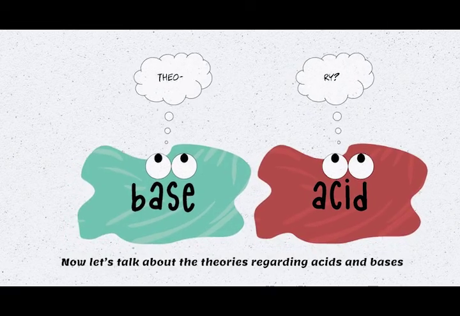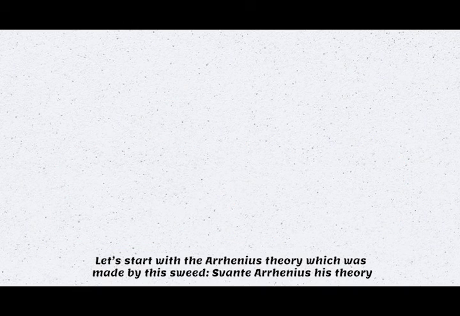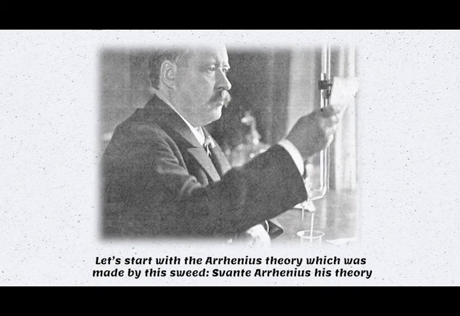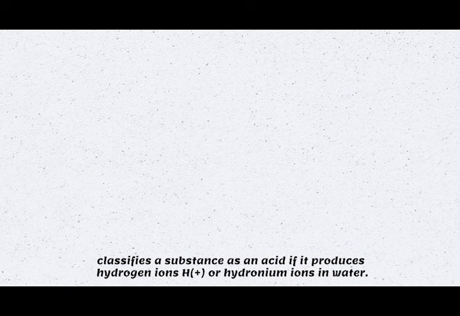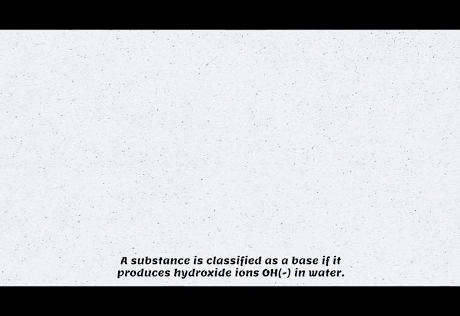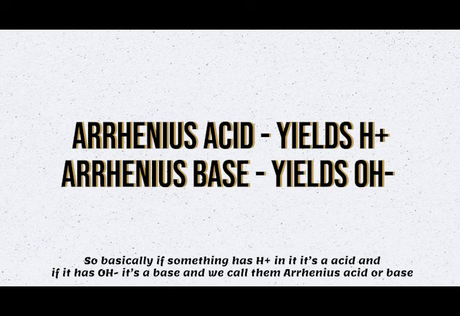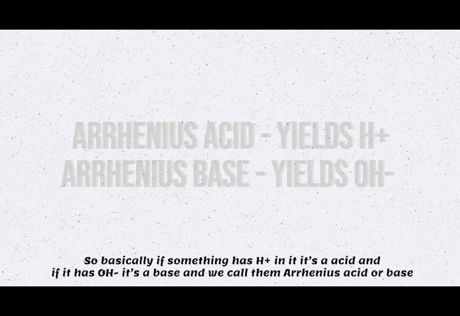Now let's talk about the theories regarding acids and bases. Let's start with the Arrhenius theory, which was made by this Swede, Svante Arrhenius. His theory classifies a substance as an acid if it produces hydrogen ions, H+, or hydronium ions in water. A substance is classified as a base if it produces hydroxide ions, OH negative, in water. So basically, if something has H+ in it, it's an acid, and if it has OH negative, it's a base, and we call them Arrhenius acid or base.